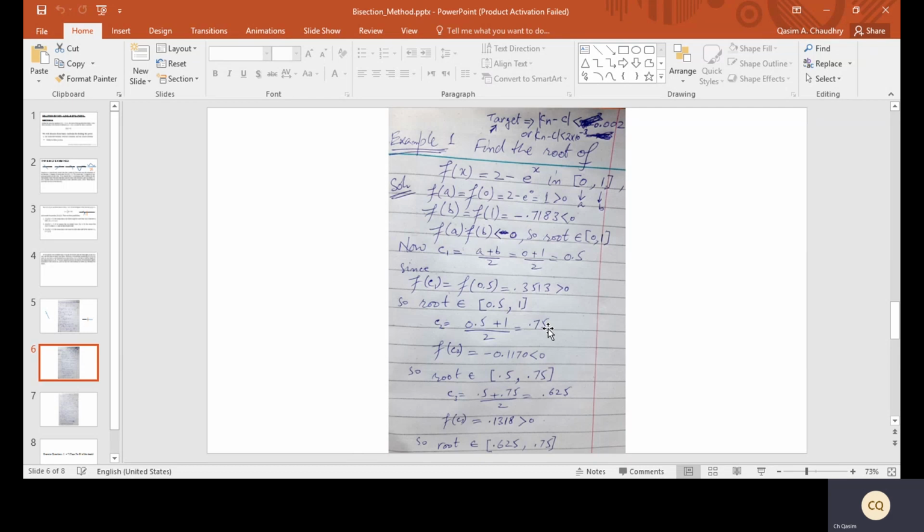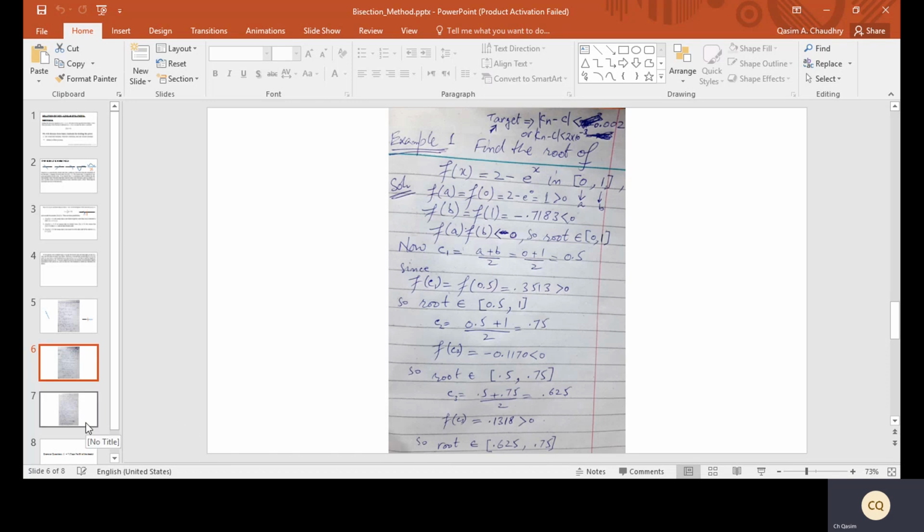And now f of c2 is equal to this value, and this is the negative value. Students, root belongs to 0.5 and 0.75, because this is a negative value here and this was the positive value. So root lies between 0.5 and 0.75. And now c3 is again the half value, 0.625. f of c3 is equal to 0.1318, greater than 0, positive, and this is positive, and this is negative. So root lies between 0.625 and 0.75.